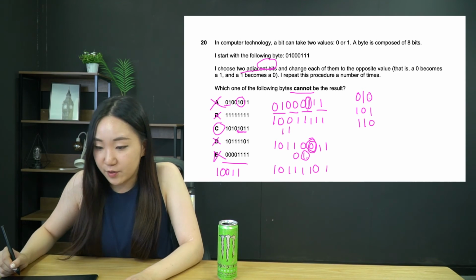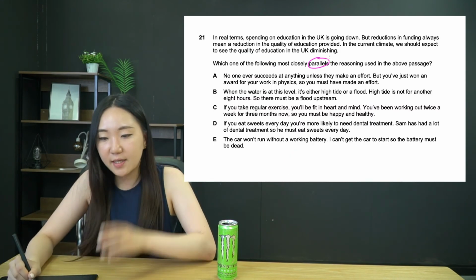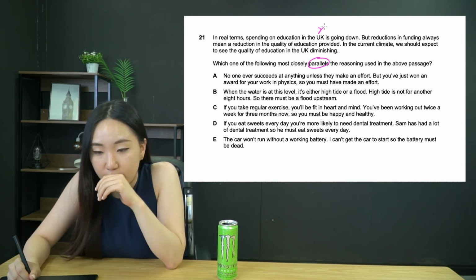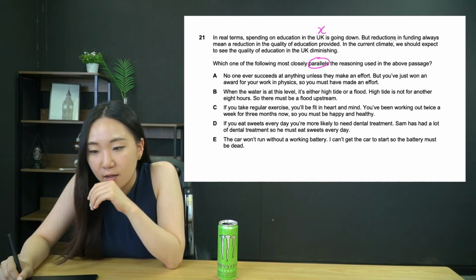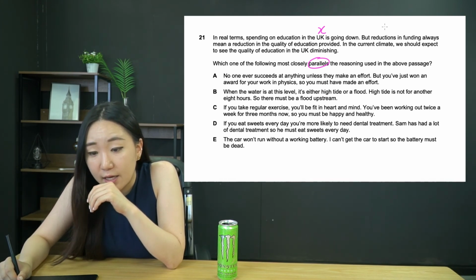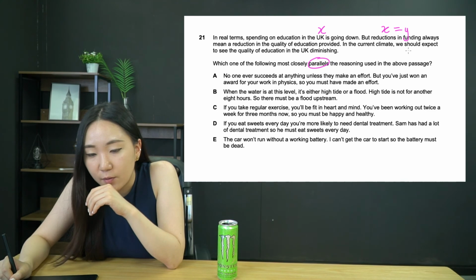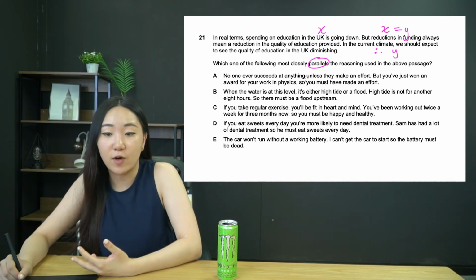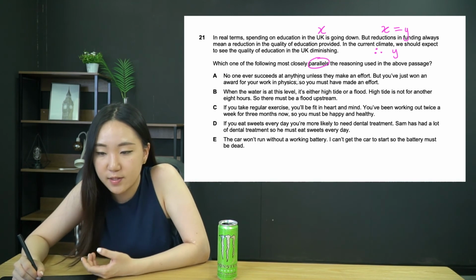Okay, that was legwork for sure. But right, parallel reasoning again. So let's try our XY kind of thing. In real terms, spending on education is going down. So in real terms, X is happening, but reductions in funding always mean a reduction in the quality of education provided. So X causes Y essentially. In this current climate, we should expect to see the quality of education diminishing. So therefore, Y is going to be happening right now, okay?